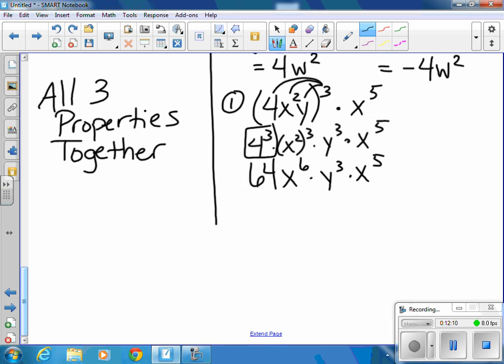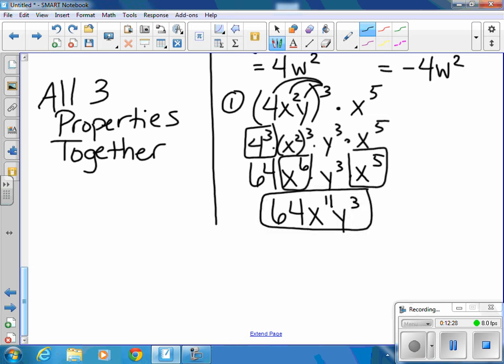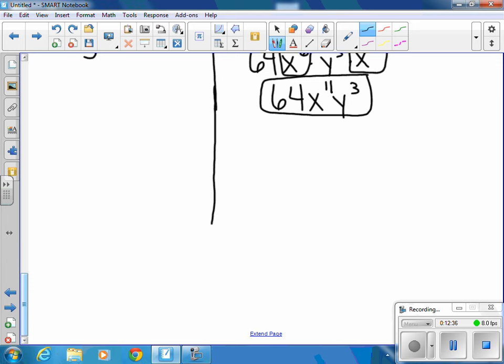We've got powers that have the same base. This x to the 6th power and this x to the 5th power can go together. There's no reason to have them separated. Combine them together by adding the exponents. So we have 64 as our coefficient, we have 11 x's, and we have y to the 3rd power. So this becomes our final answer. And look how simplified that is compared to what you started with. That's the whole point, is to take these problems and simplify them as far as you can go.